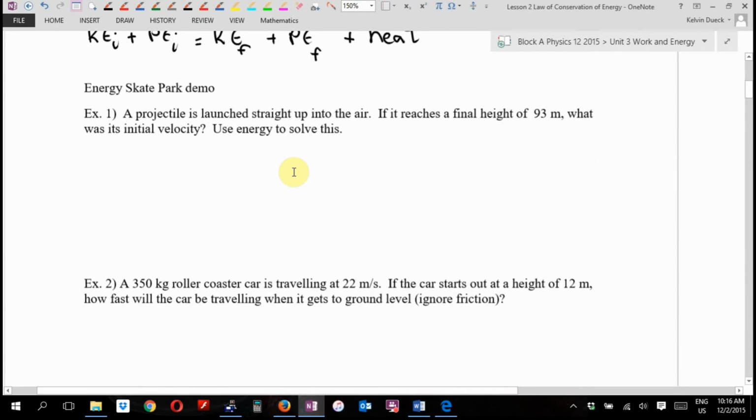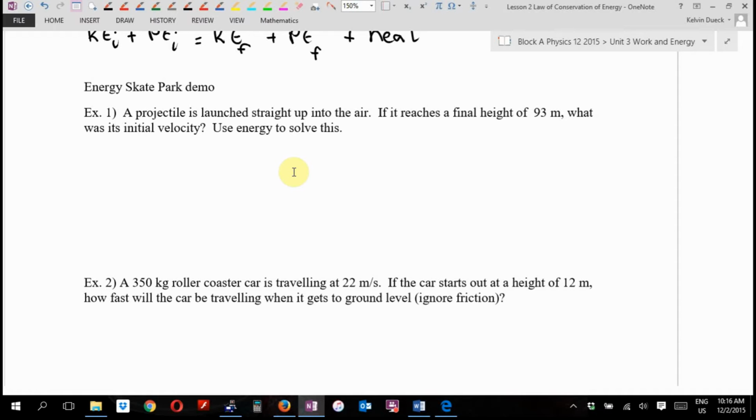So, example 1. A projectile. We could solve this using projectiles, but I want to show you that we can also solve this using conservation of energy. A projectile is launched straight up into the air. If it reaches a final height of 93 meters, what was its initial velocity? Use energy to solve this.